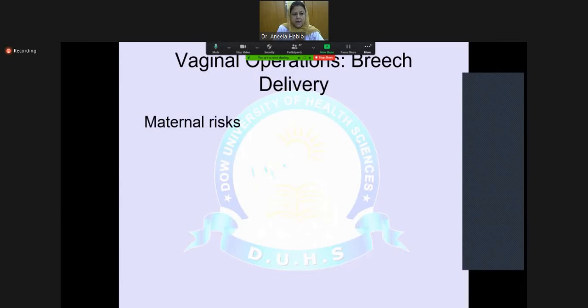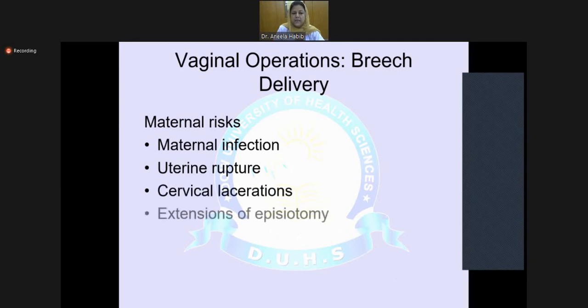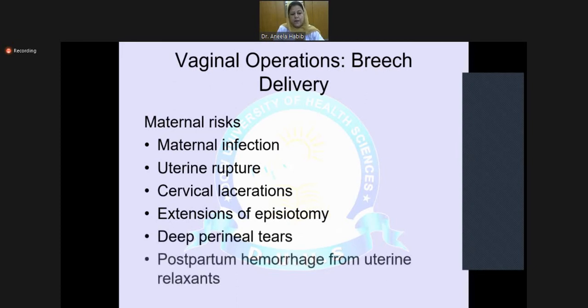But there are always risks for the mother, like maternal infection, uterine rupture, sometimes cervical lacerations, sometimes extension of the episiotomy, deep perineal tears, and postpartum hemorrhage from uterine relaxation. So you may anticipate these complications, and you'll be able to treat them. But taking the baby out is not the end of the game. You need to sort out if the mother is having any infection, rupture, laceration, or any other problem. You need to see and deal with it accordingly. Okay.